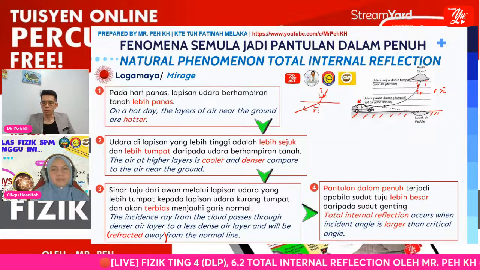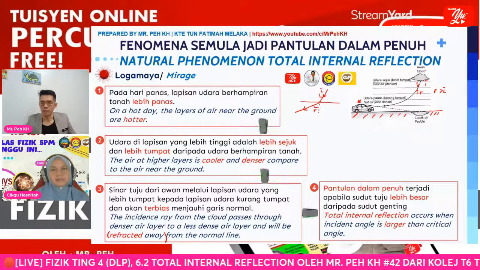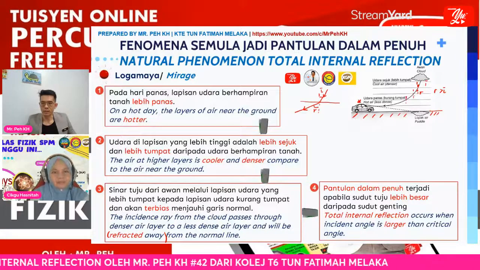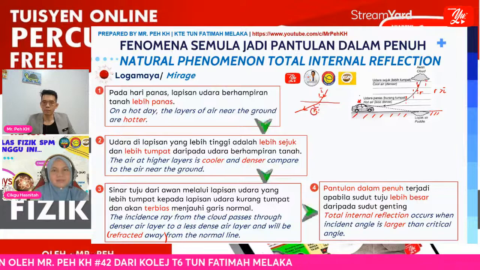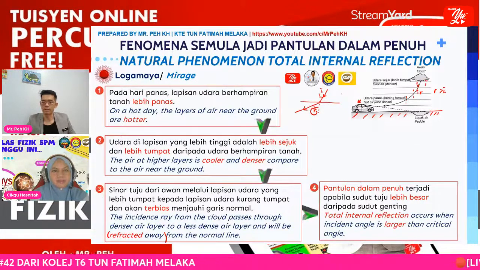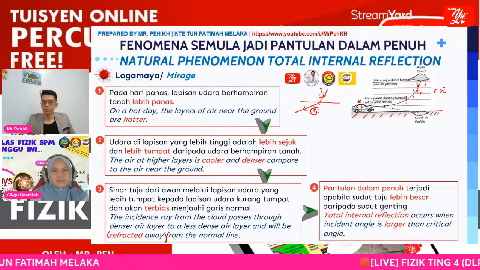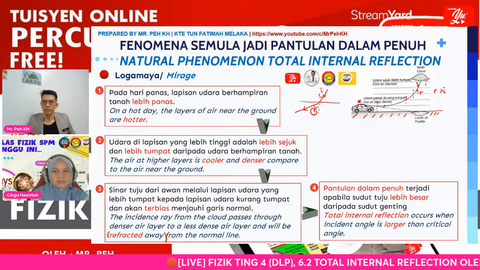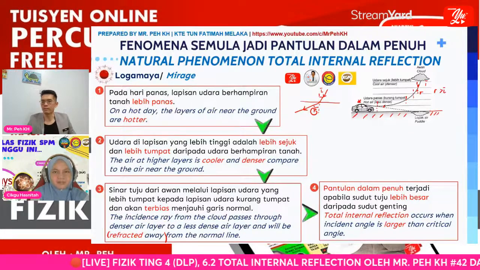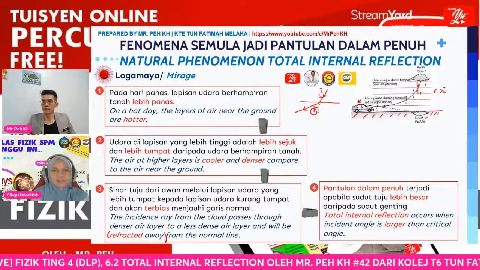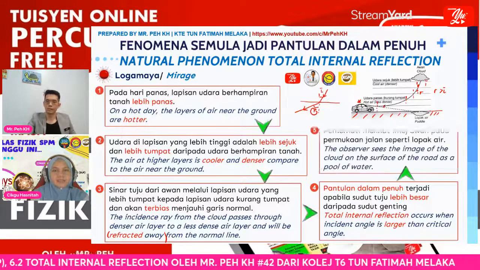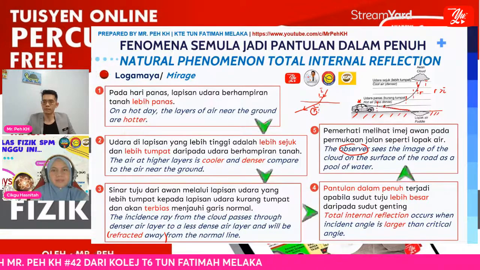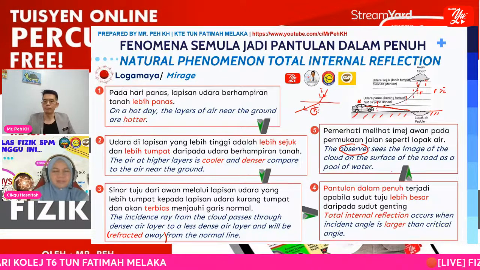Total internal reflection occurs when the critical angle is larger. So you can see, when the light passes through so many layers, the angle of R will become greater and greater, until I reaches this point. So the incident angle is greater than the critical angle of the air and causes total internal reflection to occur. So the observer's eyes will follow the dashed line here, and will see the image of the cloud.